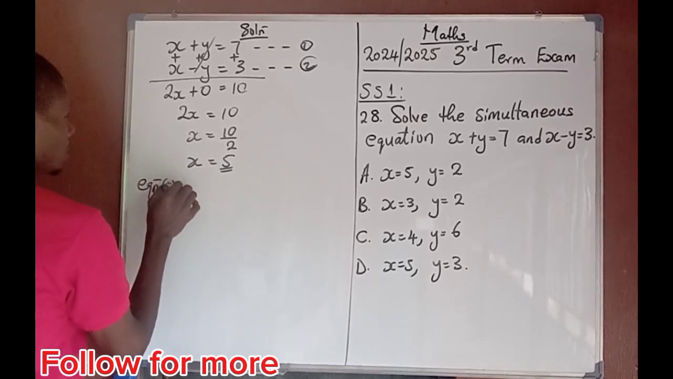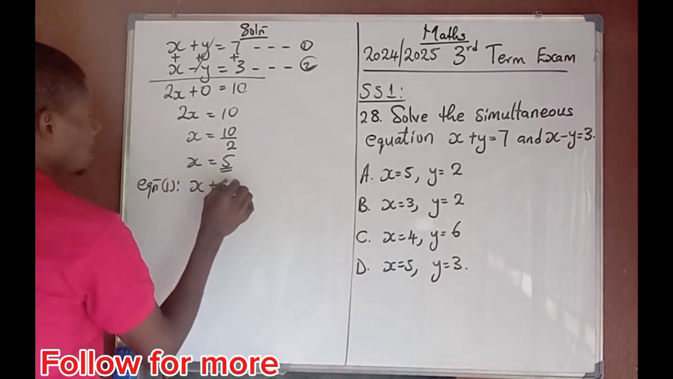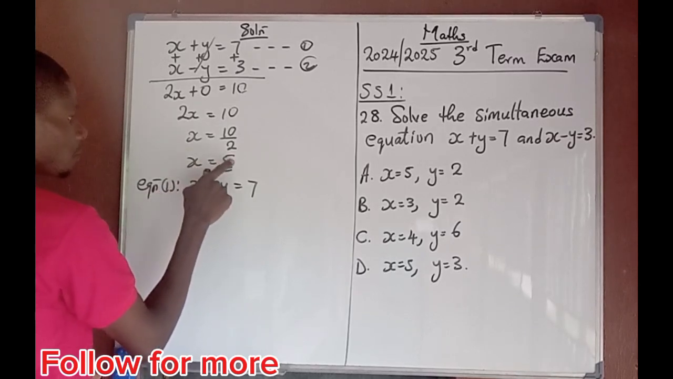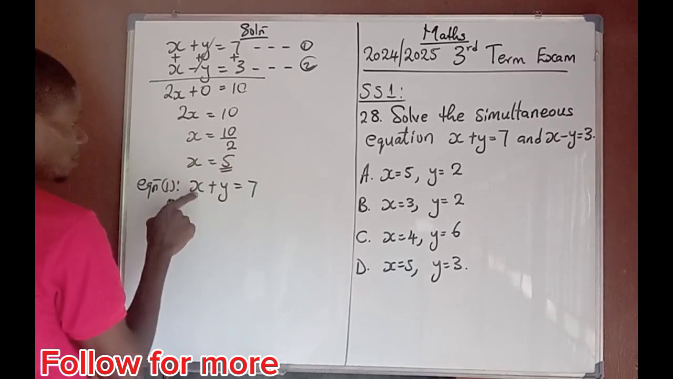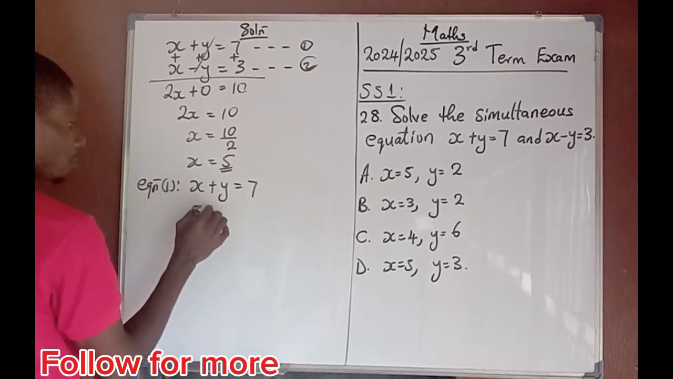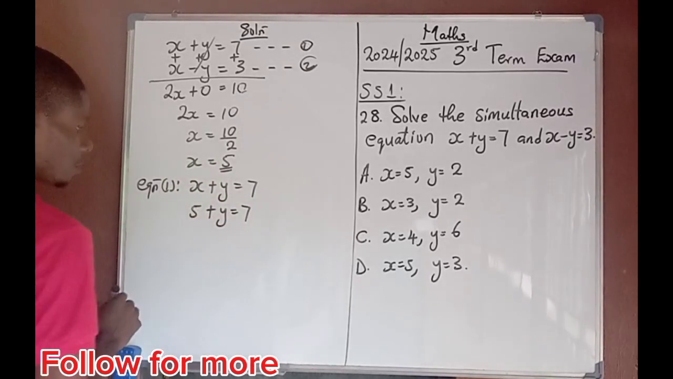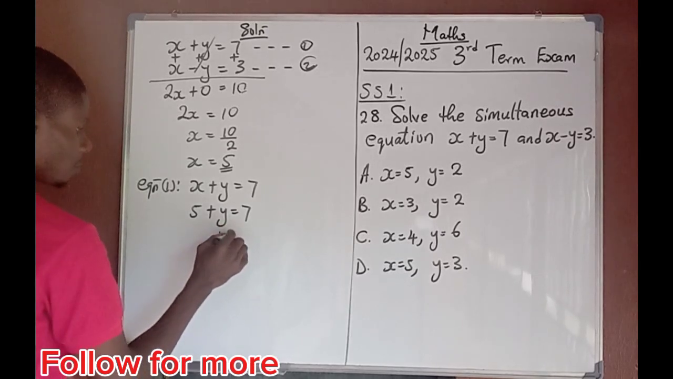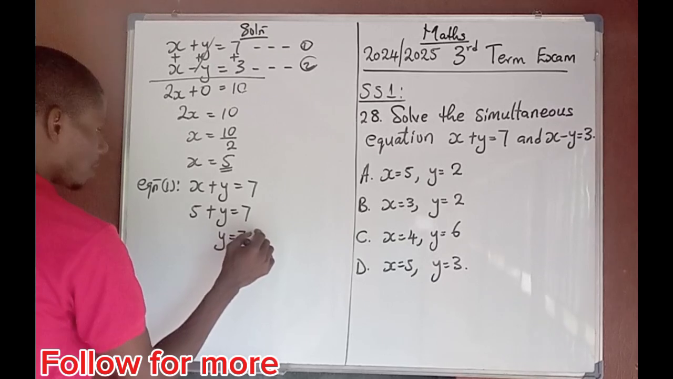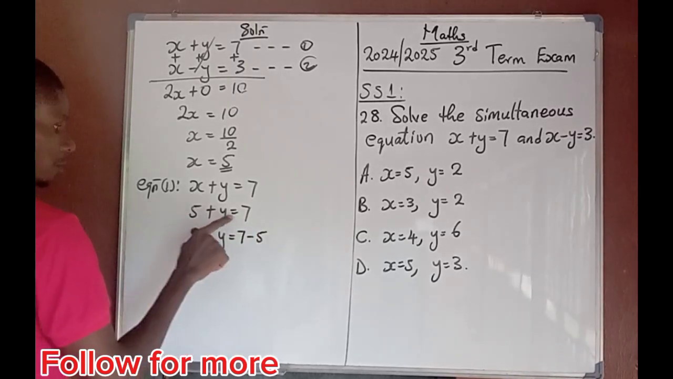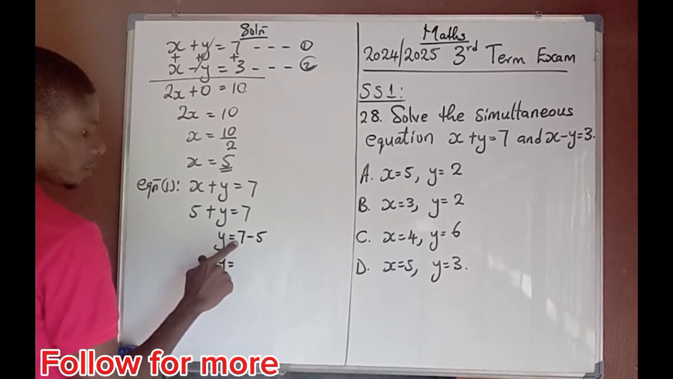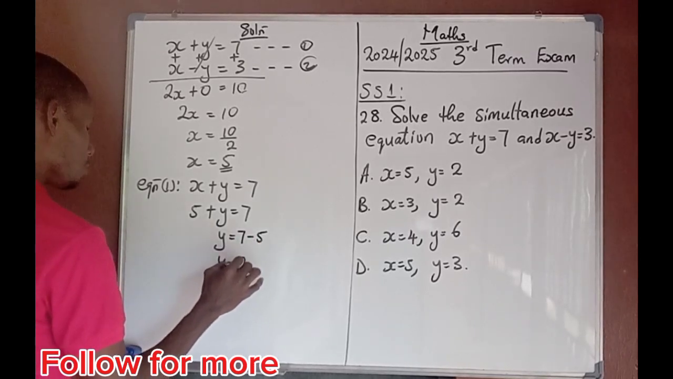Equation 1 says x plus y equals 7. So let's replace x with 5. Anywhere we see x, we put 5. So 5 plus y equals 7. Making y the subject by collecting the like terms, the 5 will come over here. We then have 7 minus 5, because here is positive, so crossing over changes it to negative. So y will be 7 minus 5, which is 2.